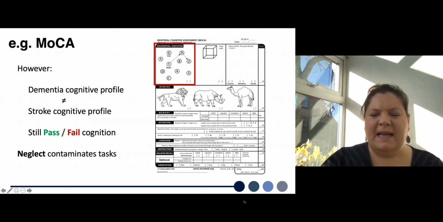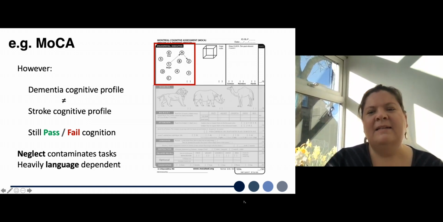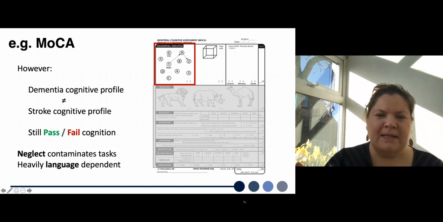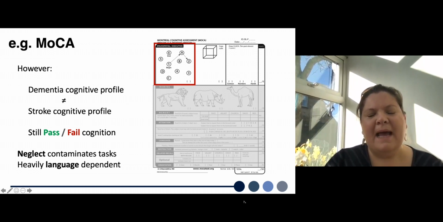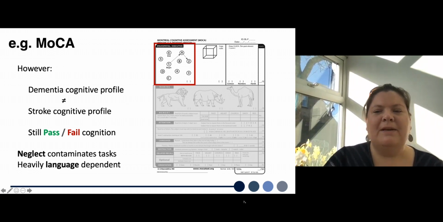So there's contamination of things like neglect on a busy page like this, and it is heavily language dependent. So for any patient with an expressive language problem, be that word finding or, on the severe end, a complete expressive aphasia where they have no spoken words, the most you can get on this test is a 5. So you'll automatically be deemed impaired, not because you have dementia, but because you have aphasia.